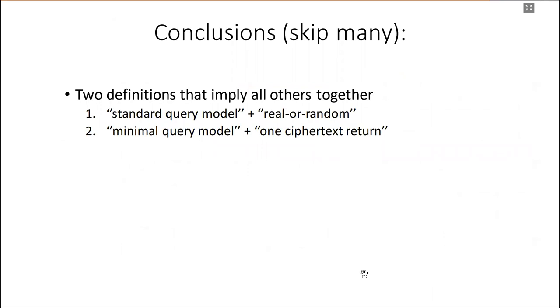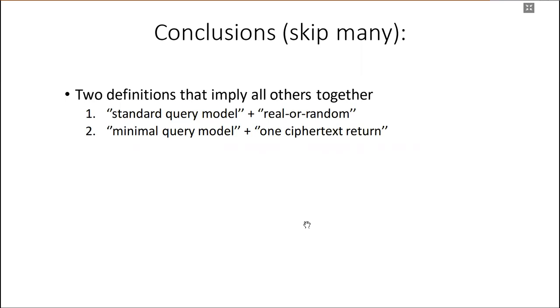So we reached the last slide of my presentation. Here I give you some conclusions of this table that we got. I skip many of the conclusions, and I also skip the techniques that have been used in our paper. The first conclusion is that two definitions together imply all other definitions. And these two definitions are the standard query model with the real or random return type in the challenge phase, and the minimal query model with the one ciphertext return type in the challenge phase.